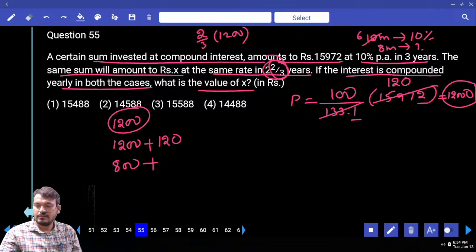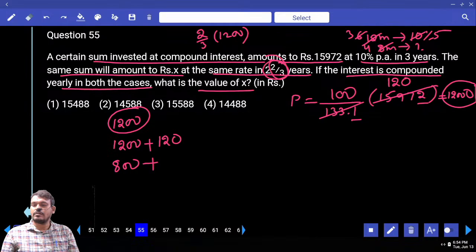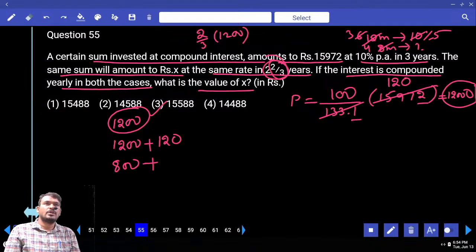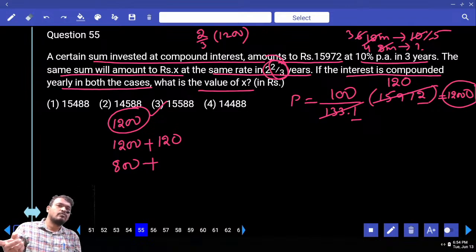The 8 months rate is 2/3 of 10%, that is 20/3%. 20/3% of which value? 1200. The two zeros of the percentage cancel. 20/3 of 12. 3 times how many is 12? 4 times. 4 into 20 is how much? 80.